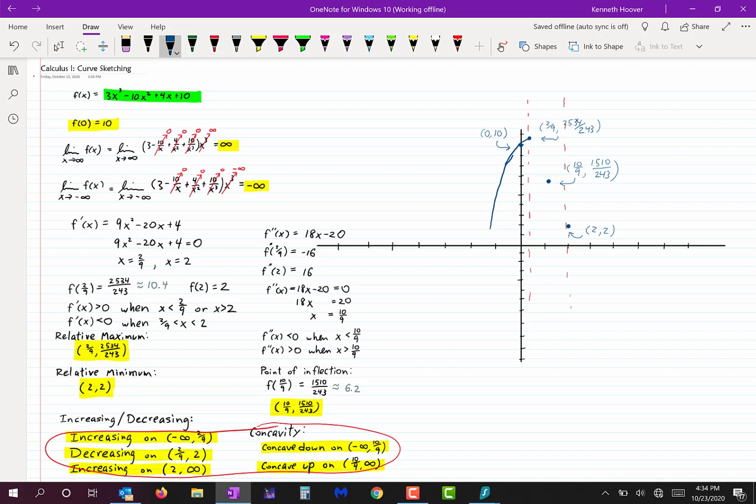And then what happens after that? The graph is still concave down, but now it starts decreasing. So it's going to be curved like this. And then it goes through that point of inflection, and now it's going to start being concave up, still decreasing. So it's going to be curved this way. And then it goes through that minimum, and then it starts increasing again and still concave up. And finally, it's going to go off to infinity in that direction and down to negative infinity in that direction. And there's a graph of that function.